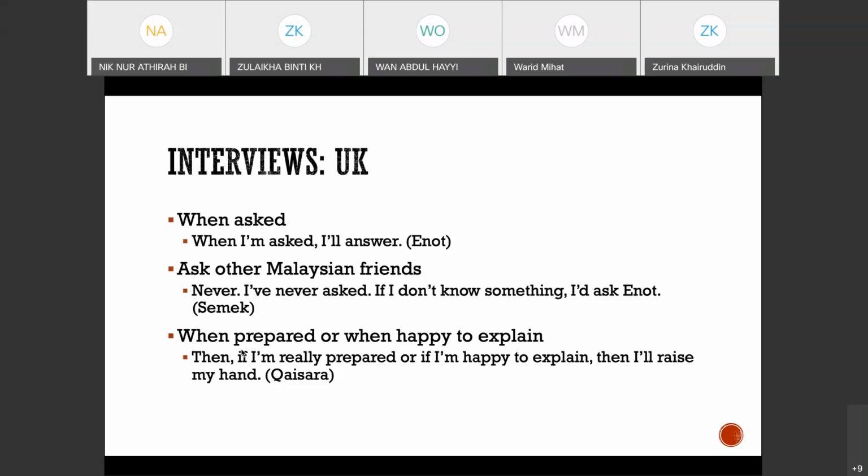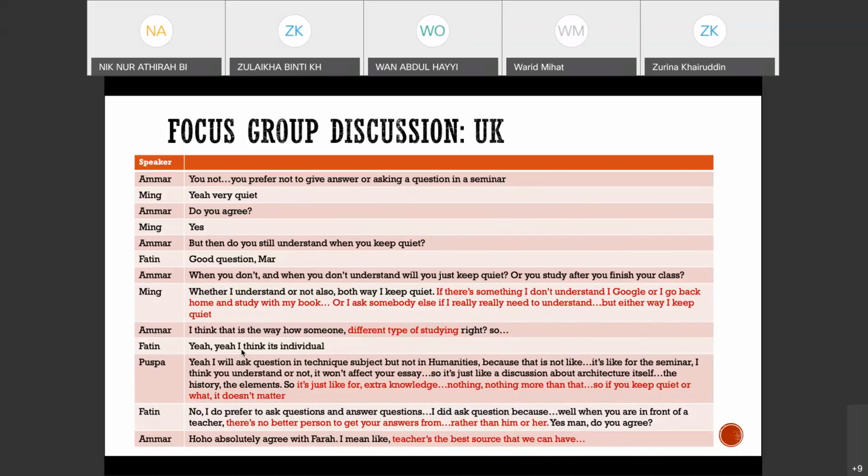What she did was she said, when I'm happy, when I'm prepared, then I can explain. So again, she's aware of her ability. She's aware of her feelings. And she decides whether or not she wants to explain to the whole class or to the small group, okay? This is the one that I mentioned earlier, when I said that during the focus group discussion, Ming and Fatin and Amar and Puspa were aware that different people have different studying styles, learning styles. So it's okay.